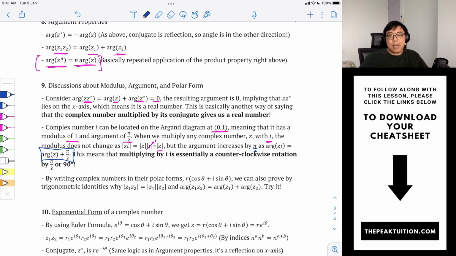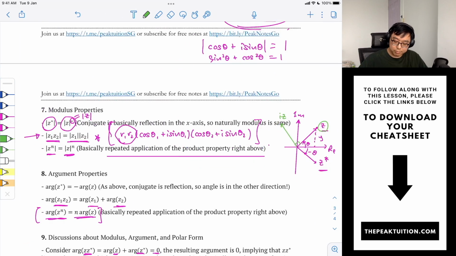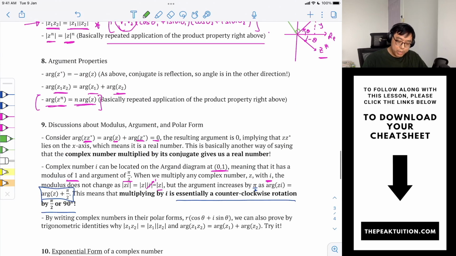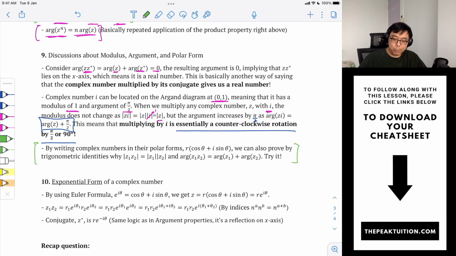And that means multiplying your complex number by i is essentially a counterclockwise rotation by pi over 2 or 90 degrees in the Argand diagram. So if I multiply z with i, we end up with a 90 degree rotation. This is iz, like this. Okay? Just now we talked about how we need to use trigonometric identity to prove this argument property, right? So here is basically saying the same thing. By writing down complex numbers in their polar form, we can prove by trigonometric identity why the arguments are like this. So you can try it as a good practice.